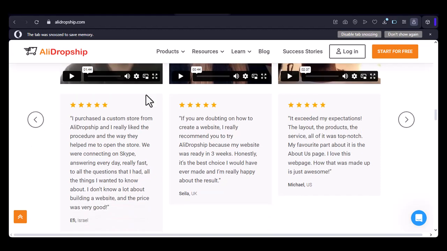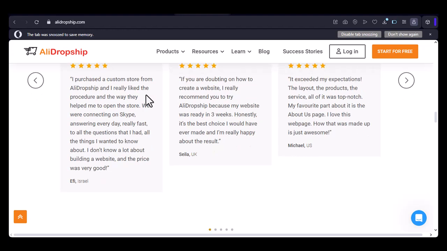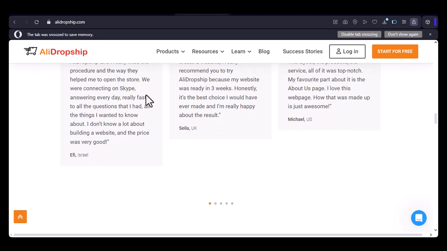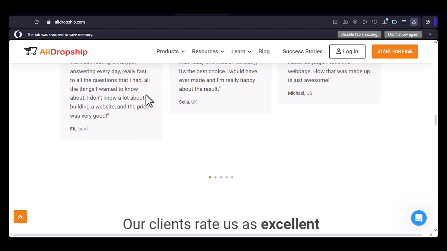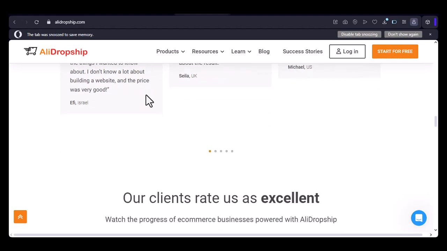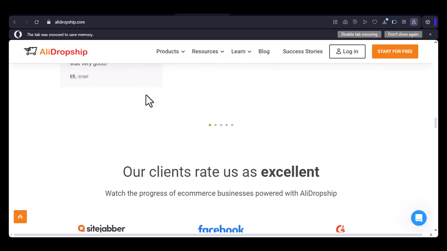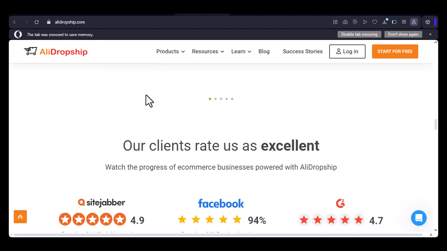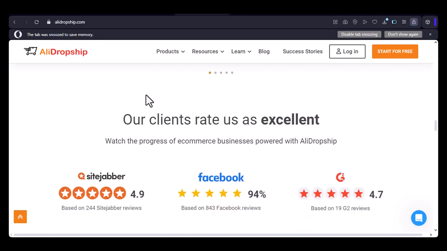Steps to request a refund. Now, let's get to the practical part. How to request a refund from AliDropship. Here are the general steps involved. Contact support. Reach out to AliDropship's customer support team. They can be contacted via email or live chat.